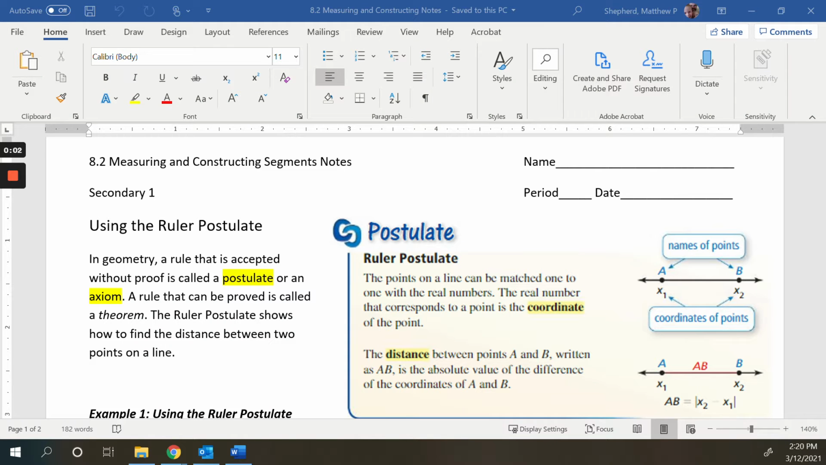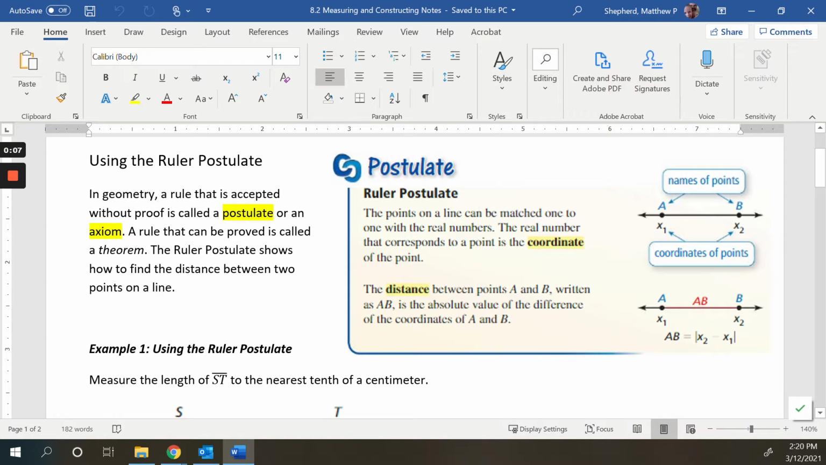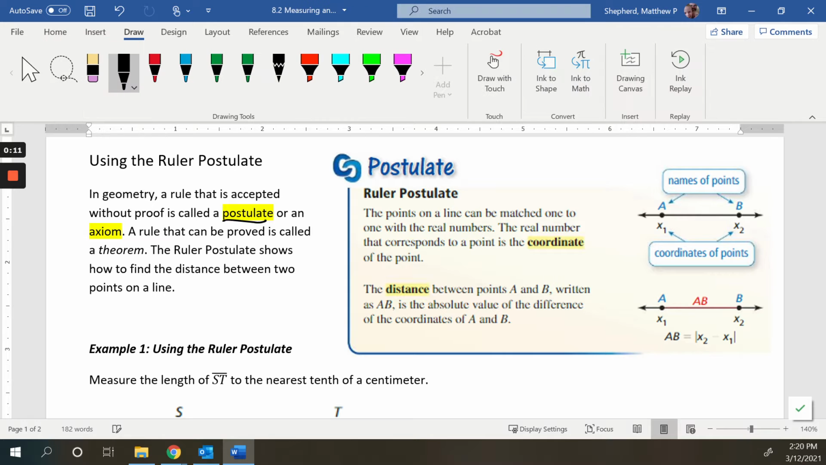All right, so let's talk about the ruler postulate. Now, in geometry, a rule that is accepted without a proof is called a postulate or an axiom. Sometimes we don't need a proof because it's just a definition, such as when we say that parallel lines never touch. That is part of the very definition of what we mean by parallel. So proving that parallel lines never touch doesn't make much sense because that's the very definition of it.